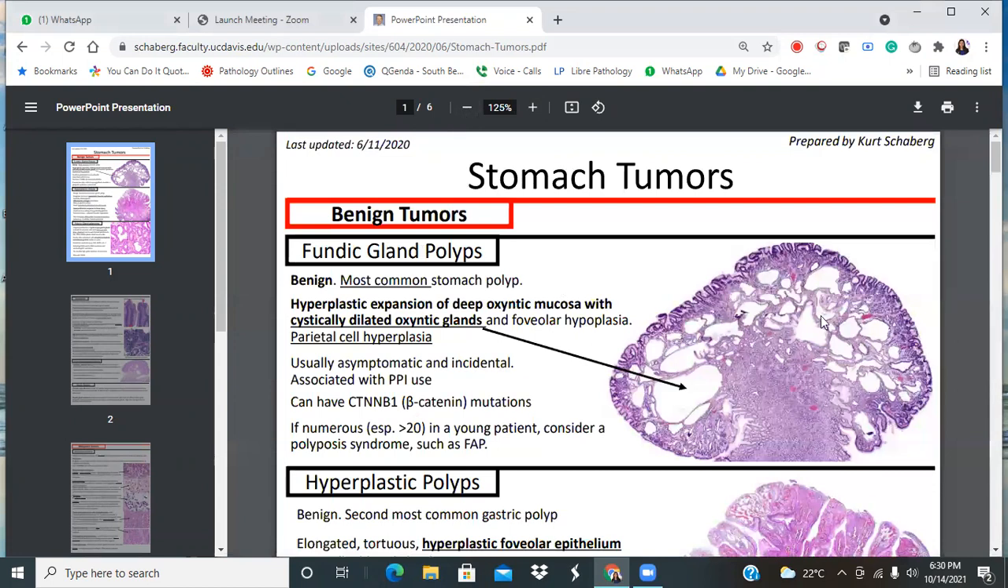Stomach tumors, fundic gland polyps. We know about this. Benign, most common stomach polyp. Hyperplastic expansion of the deep oxyntic mucosa with cystically dilated oxyntic glands and foveolar hypoplasia. Parietal cell hyperplasia. Usually asymptomatic and incidental, associated with PPI. Can have beta-catenin mutations, CTNNB1. If numerous, more than 20 in a young patient, consider polyposis syndrome such as FAP.